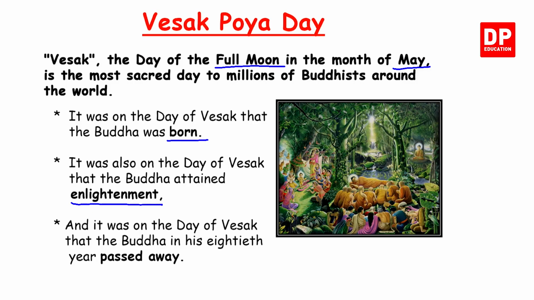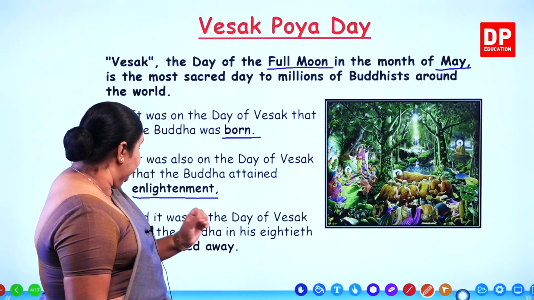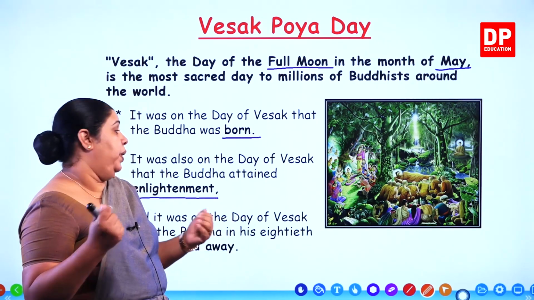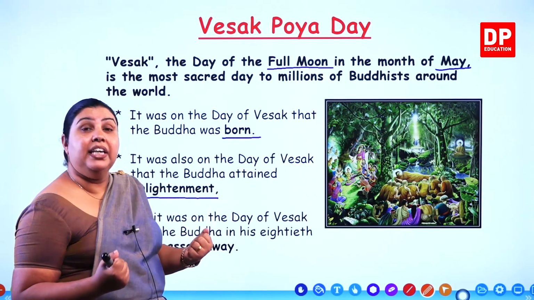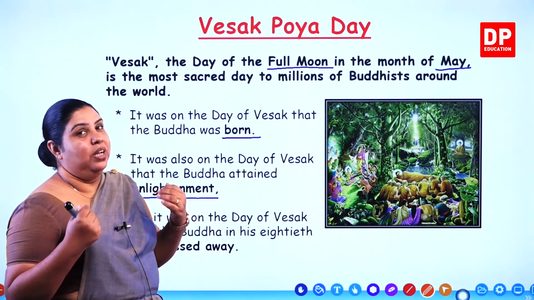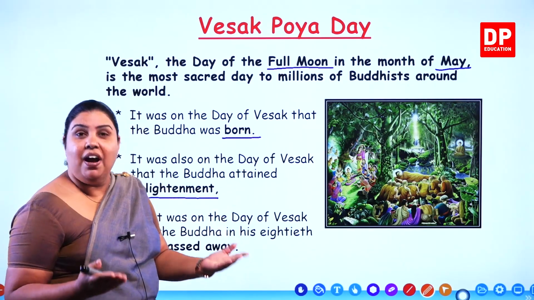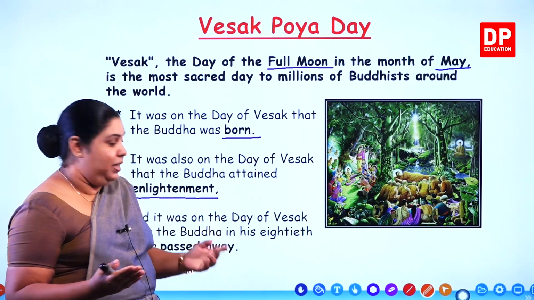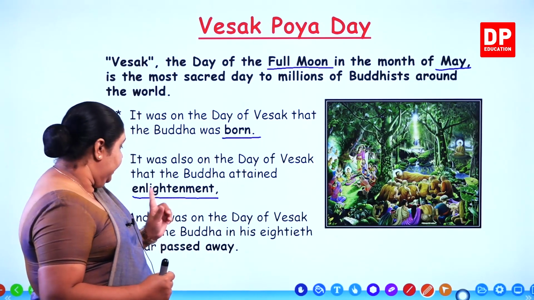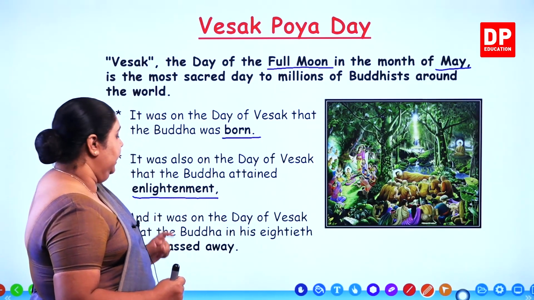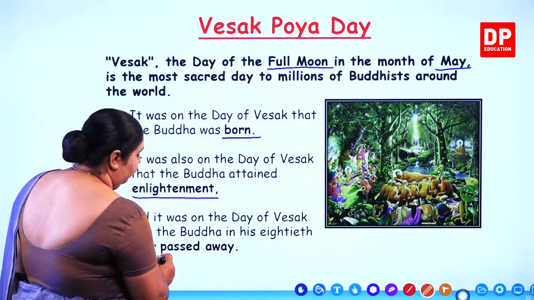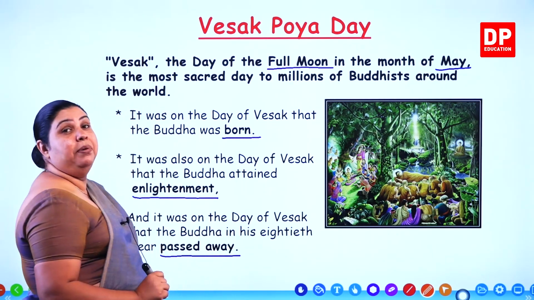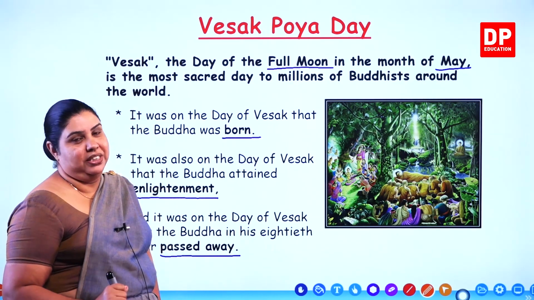And it was on the day of Vesak that the Buddha in his 80th year passed away. What happened? He passed away. Passed away කියලා කියන්නේ මොකද්ද පුතේ? ඒ කියන්නේ බුදුරජාණන් වහන්සේගේ පිරිනිවන් පෑම. පිරිනිවන් පෑම. Passed away. And it is on the day of Vesak that the Buddha in his 80th year passed away. අවුරුදු 80 දී තමයි පිරිනිවන් පාලා තියෙන්නේ බුදුරජාණන් වහන්සේ.